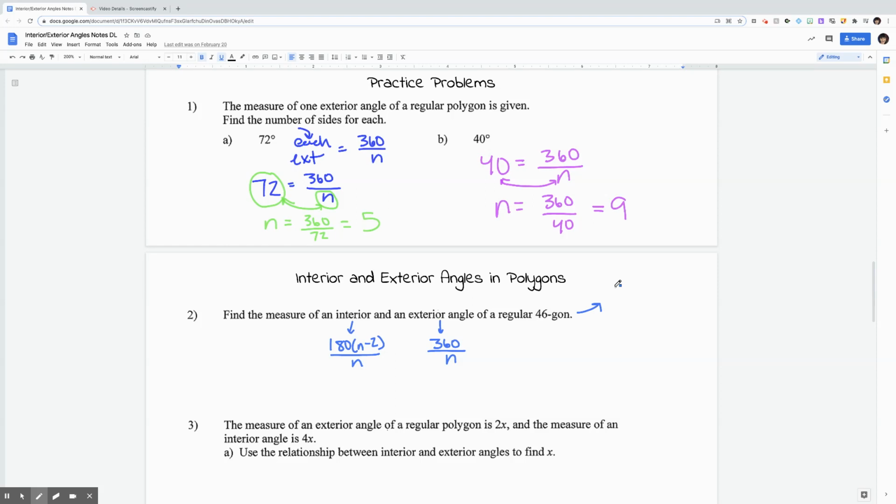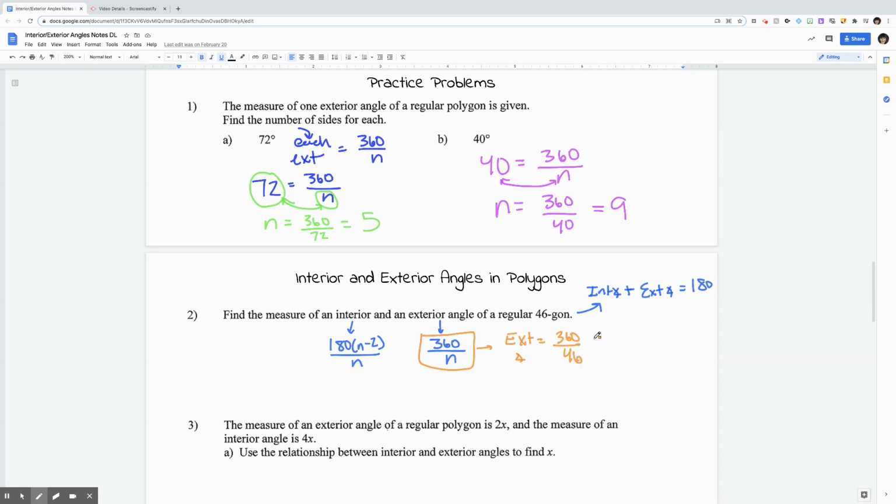Now, one other thing that's going to make these problems a little easier, a work smarter, not harder kind of thing, is that each interior angle plus each exterior angle has to equal 180, because the two of them come together to make a straight line. So I'm going to use this simpler formula to find the exterior angle, and then subtract that from 180 to get the interior angle. Each exterior angle is 360 divided by 46.